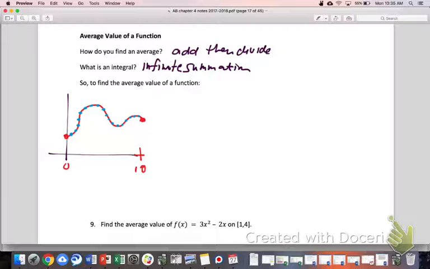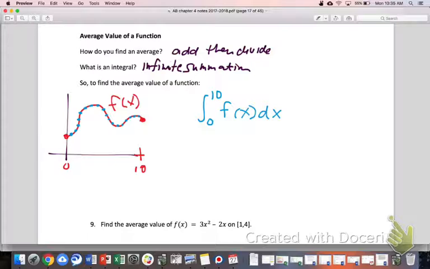Okay? So if I really wanted to add up all those blue points, if the number of them was approaching infinity, what I'd have to do is this. Integral from 0 to 10. And let's just call this f of x. I don't know which function it is. I have to do the integral from 0 to 10 of f of x dx.